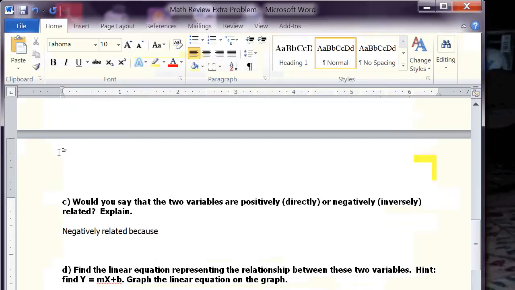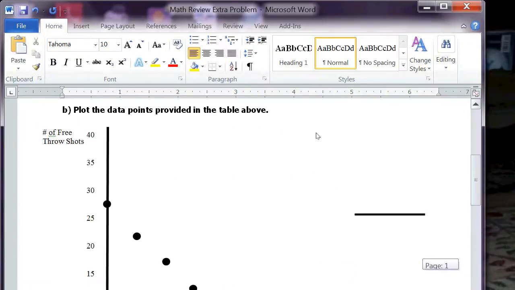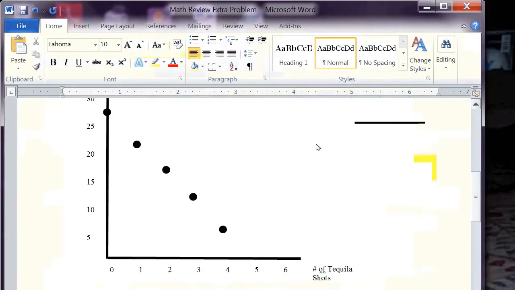We're going to say they're negatively related because the more tequila shots you take, the fewer free throws you make. Looking back at our graph, we see that it's downward sloping, sort of like you're going down a mountain. If we were going up a mountain, if it looked more positively sloped, that would be indicative of a positive relationship. So if instead the more tequila shots you took, the more free throws you made, that would be a positive relationship.